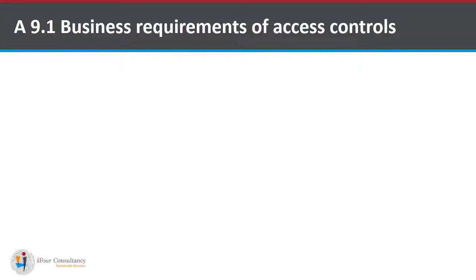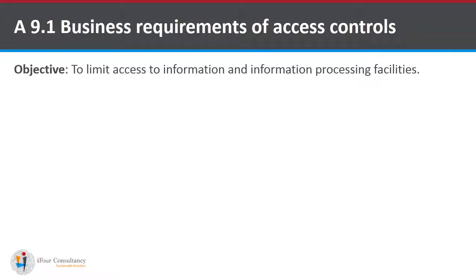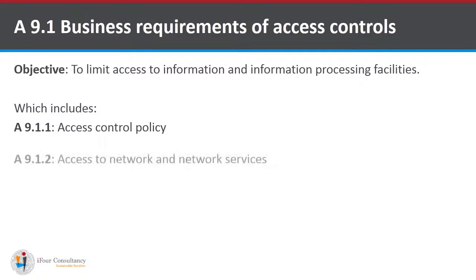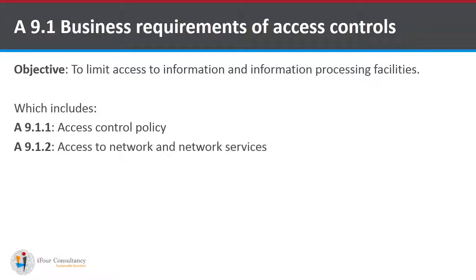Now let's jump onto 9.1, and that is business requirements of access controls. An objective of this business requirements of access control is to limit access to information and information processing facilities, which also includes A9.1.1 and A9.1.2. Now A9.1.1 talks about access control policy, and A9.1.2 talks about access to network and network services.